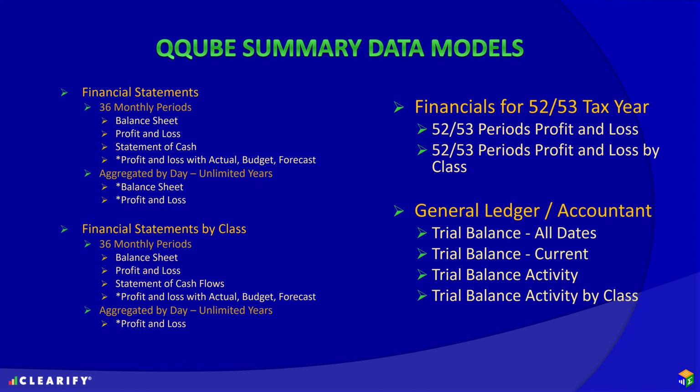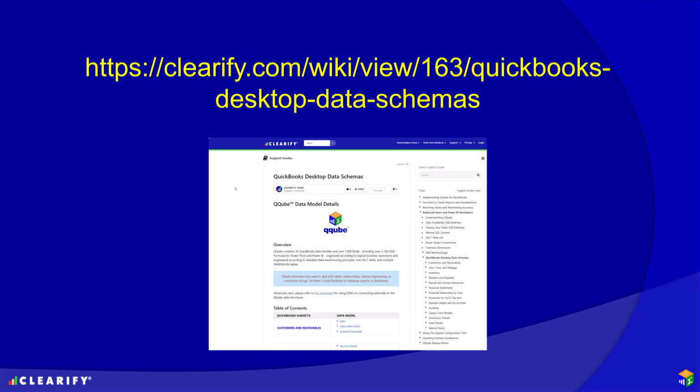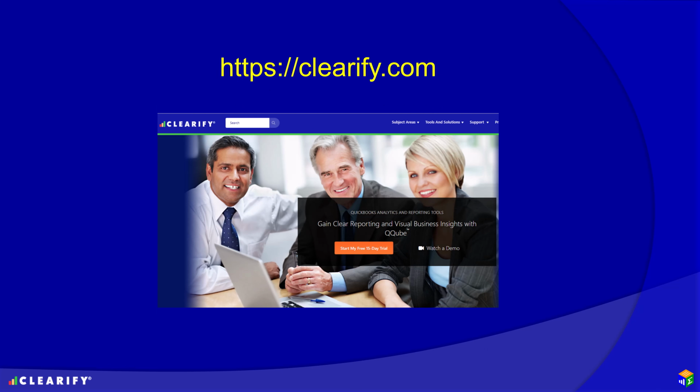Lastly, we have a series of trial balance data models, including an all-date model, which allows you to quickly check the integrity of the QuickBooks data file. And again, we include 36 periods side-by-side trial balance activity and trial balance activity by class, helpful for forming KPIs. If you want to read more about our intention and details for each data model, you can go to the URL that is listed here. Or the best thing to do is download a 15-day trial, which is fully functional and no limitations. This concludes the general discussion on Cube data models.